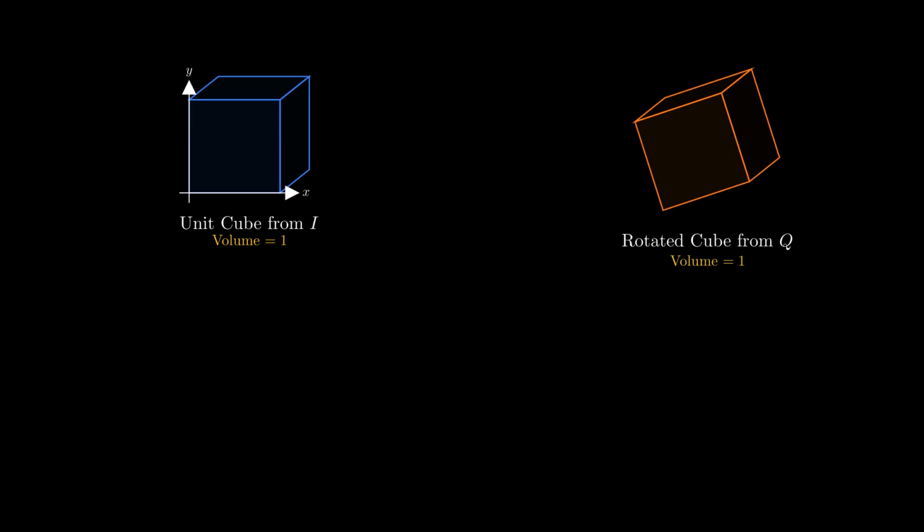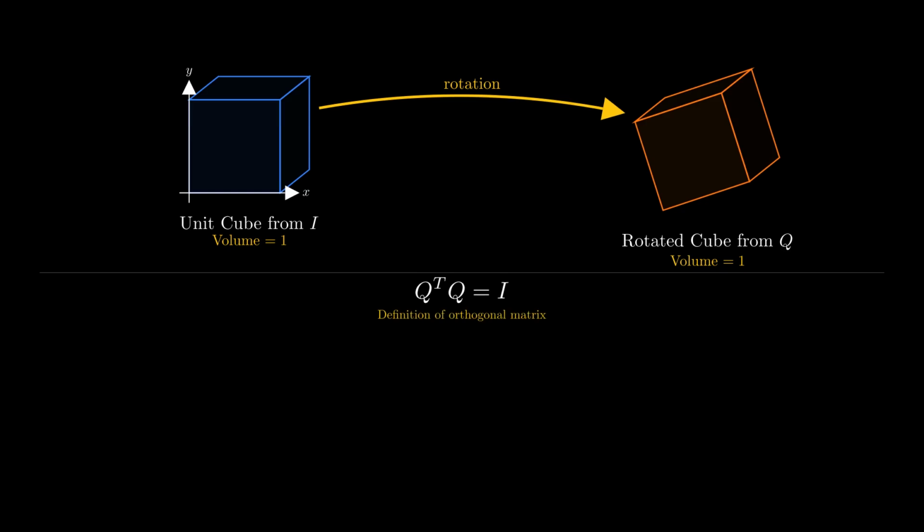Here's a satisfying confirmation. An orthogonal matrix, that's a square matrix whose rows are perpendicular unit vectors, produces a rotated version of the unit cube. Same shape, just tilted. The volume remains 1. Let's see the algebra confirm it.